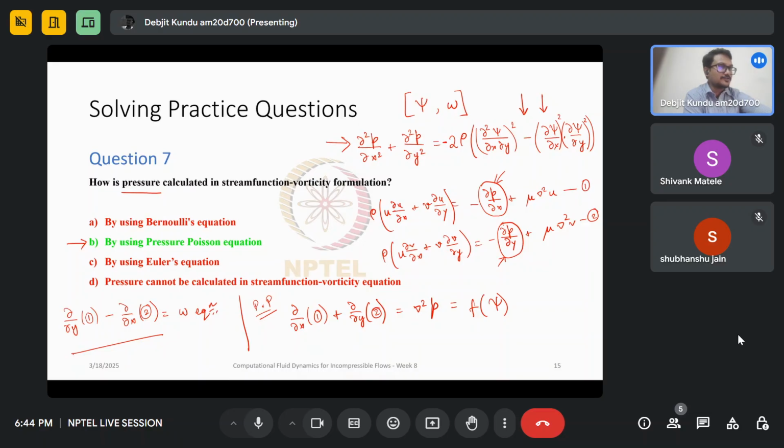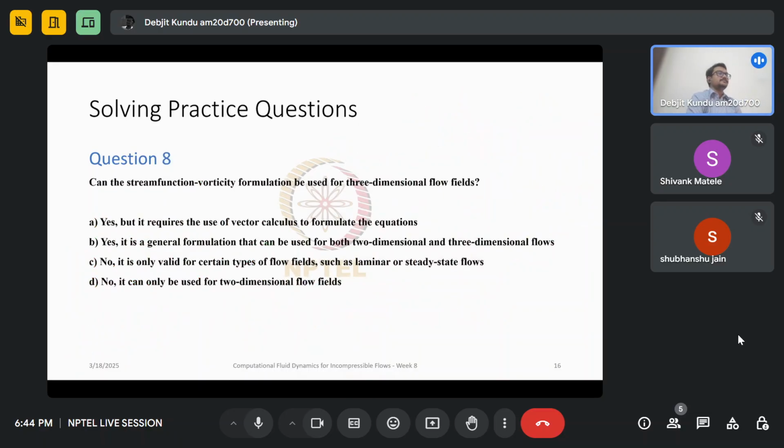So let's move on to question number 8, which is asking us, can the stream function vorticity formulation be used for three-dimensional flow fields? Options A and B tell us yes with some caveat, and C and D tell us no with some reason. So it's not just yes and no. There are some additional facts you have to consider.